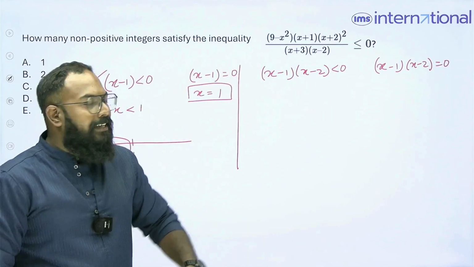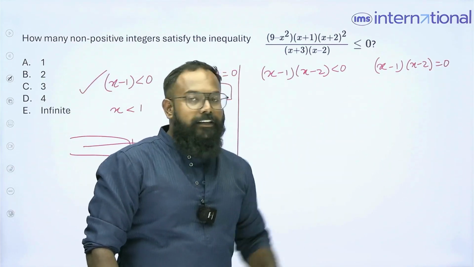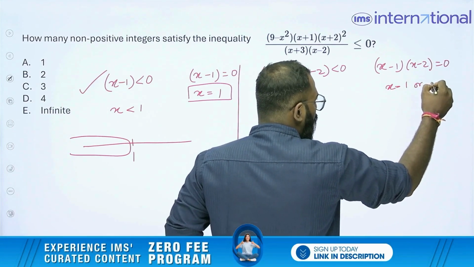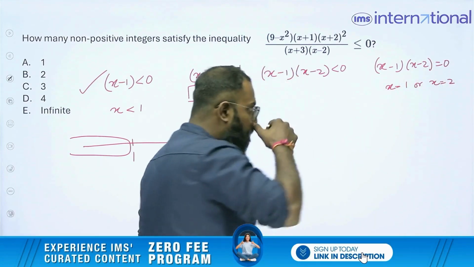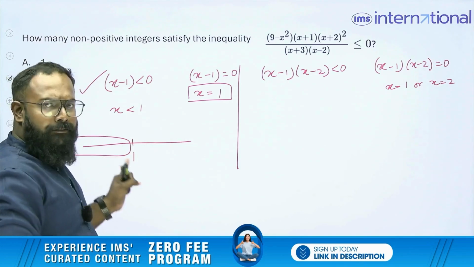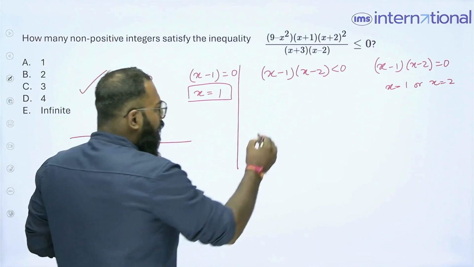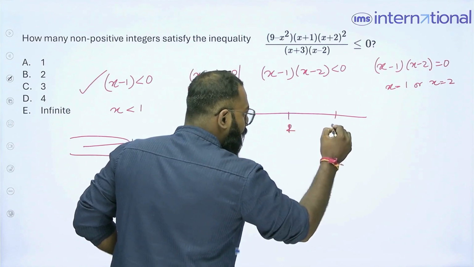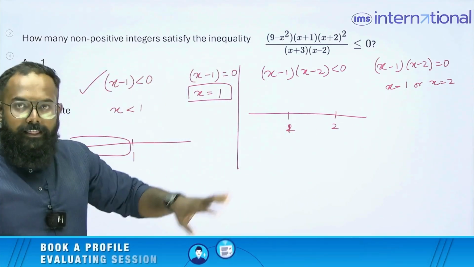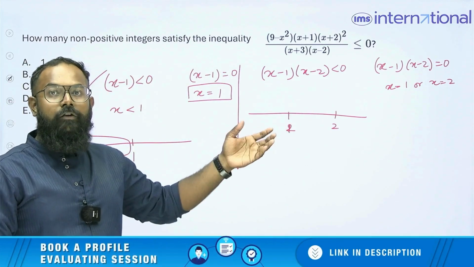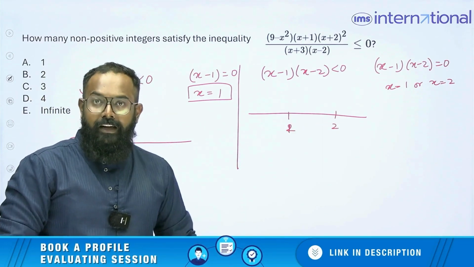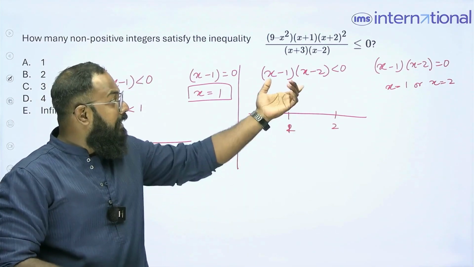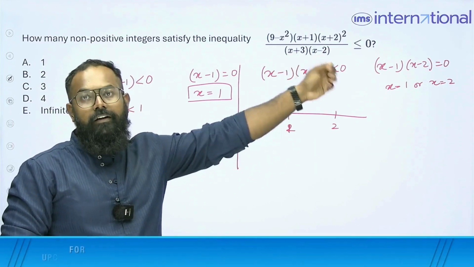Now we can clearly see that this is a case of a quadratic equation where we get two values, which are x is equal to 1 or x is equal to 2. But as we did over here, can we do the same thing over here? No. We are going to again put the values x is equal to 1 and 2 on the number line, and that's how we are going to get three different sections. Now we have to deal with each of the sections individually and see whether the resultant is going to be less than 0 or more than 0.